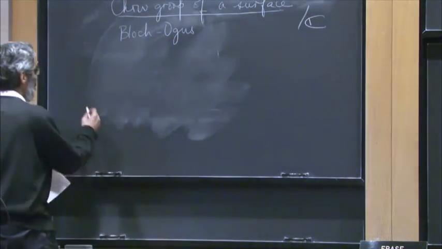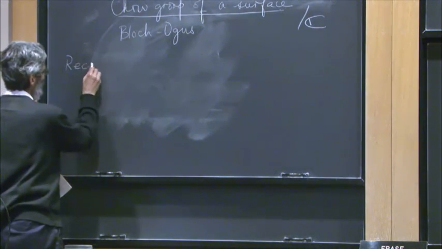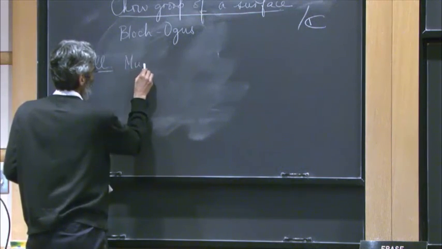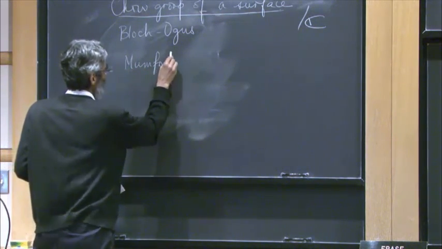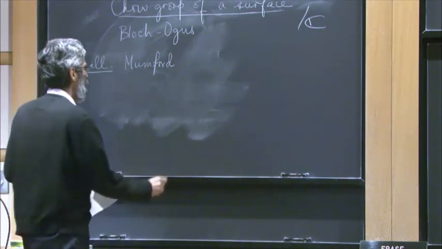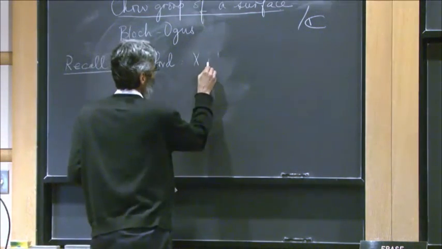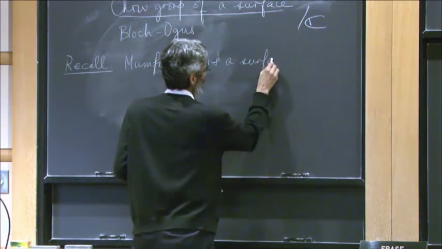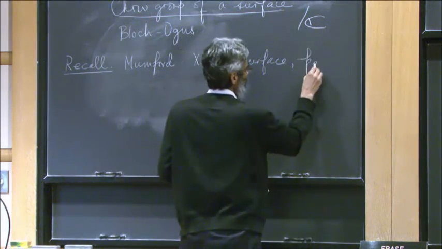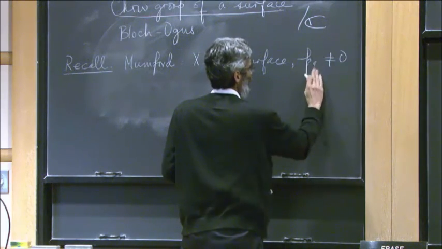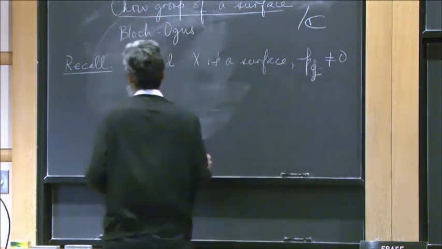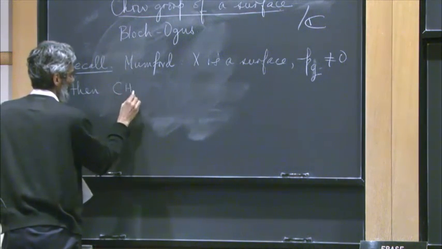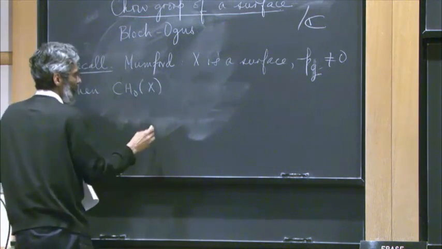So let's recall. The first theorem is from Mumford. He showed that if X is a surface, so a smooth projective surface, with p_g not equal to 0, so H^0 of the canonical sheaf is nonzero, then the group of zero cycles is infinite dimensional.